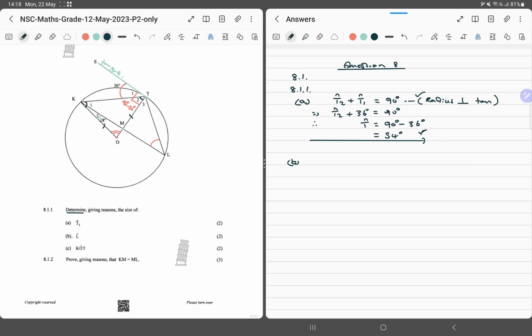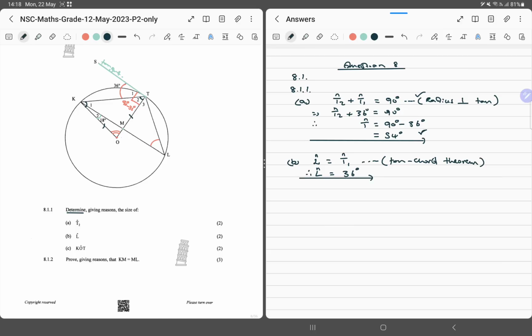Anyway, let's look at L. L is easy, so we know that angle L is going to be angle T1. What is the story? This is the tan-chord theorem. Therefore, angle L is going to be 36 degrees.